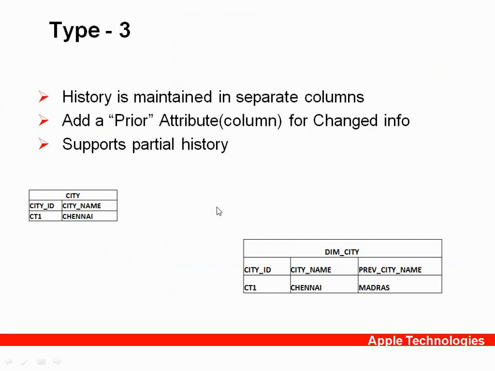So we have one city: city ID, city name. We know that city ID C1 was previously Madras, and later the city name got changed to Chennai. So if it is a type 3 dimension, what are we going to do? Let's say if it is a type 2, city 1 Madras will be there, and we'll have one more record, city 1 Chennai, so 2 records will be there. But here we are not doing it that way. So what are we doing?